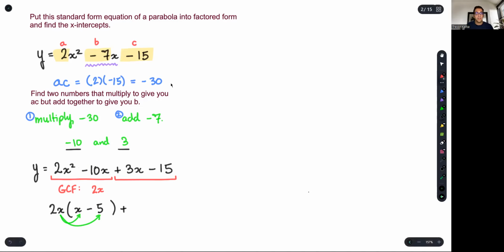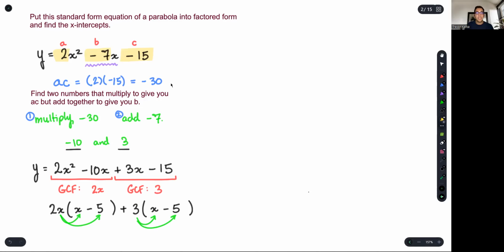Next, we identify the GCF for the next part. We have 3x and negative 15. What's the greatest common factor? That's 3. So I'm going to write the GCF out here, and think, okay, 3 times what gives us 3x? It's simply x. 3 times what gives us negative 15? It's negative 5.